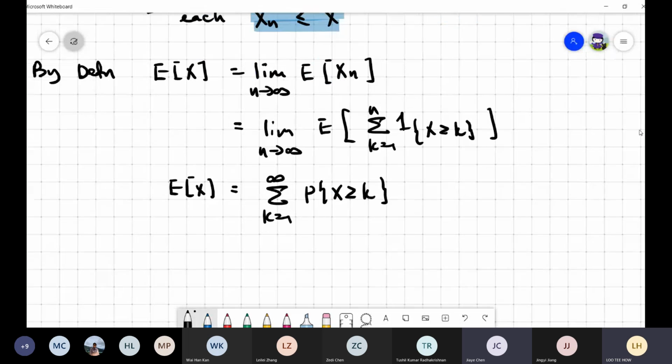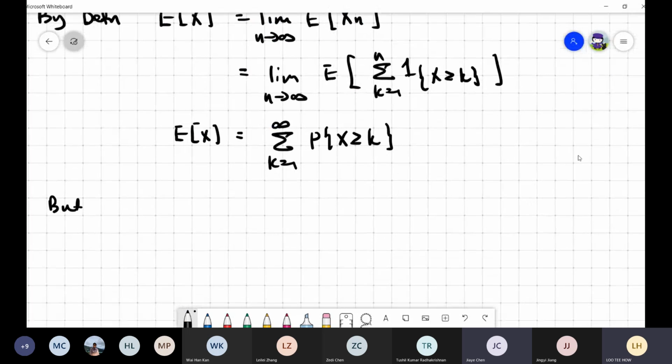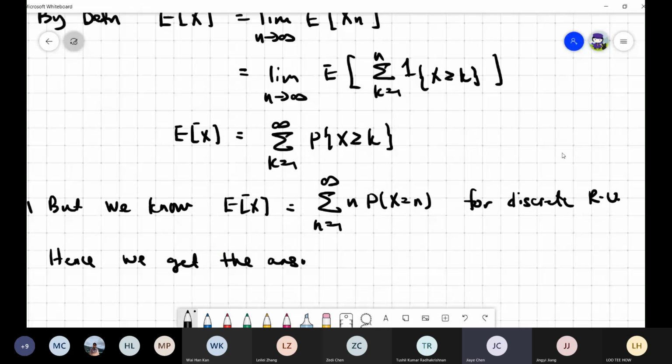So E of x will be this. But we know this, I didn't put it right. But we know this: E of x is equal to this for discrete random variables. Okay, we know this. So hence we get the answer. So this one must be equal to this.